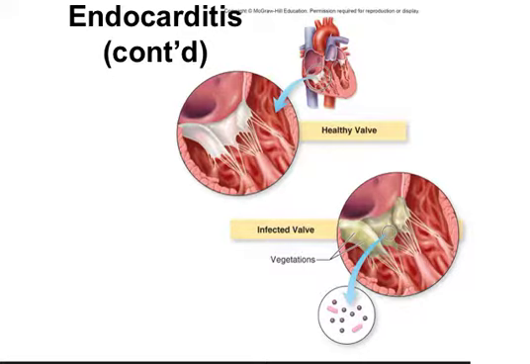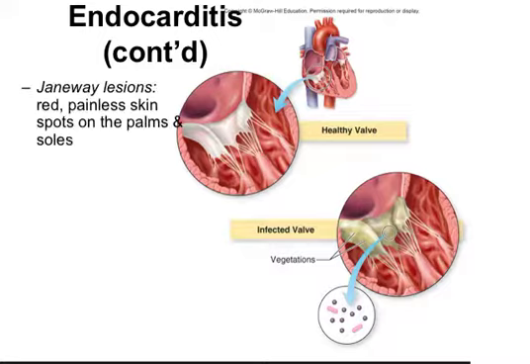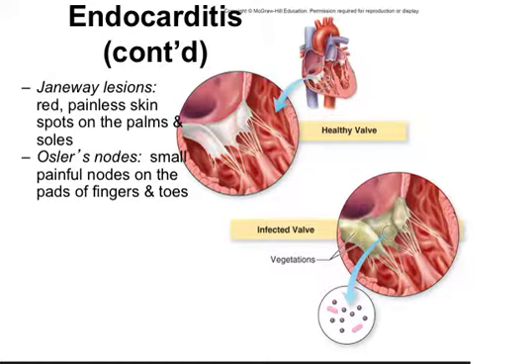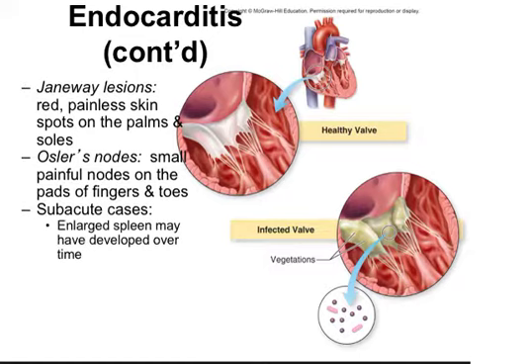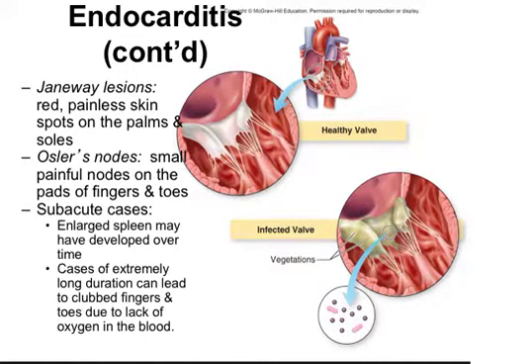Now, what are petechia? Petechia are tiny little spots that look like blood splotches, but what they actually are is ruptured capillaries. Janeway lesions are red painless spots on the palms and the soles. Osler's nodes are small painful nodes on the pads of the fingers and toes. Subacute cases may have an enlarged spleen that developed over time. Cases of extremely long duration can lead to clubbed fingers and toes due to lack of oxygen in the blood.